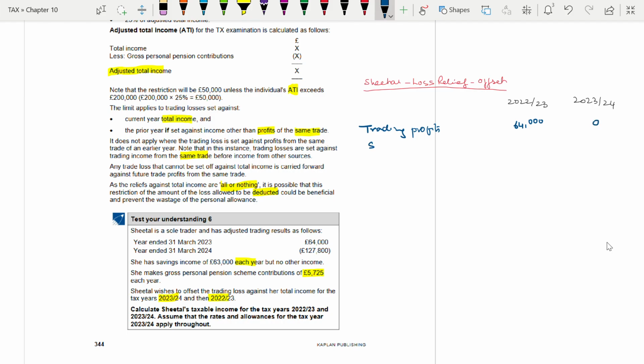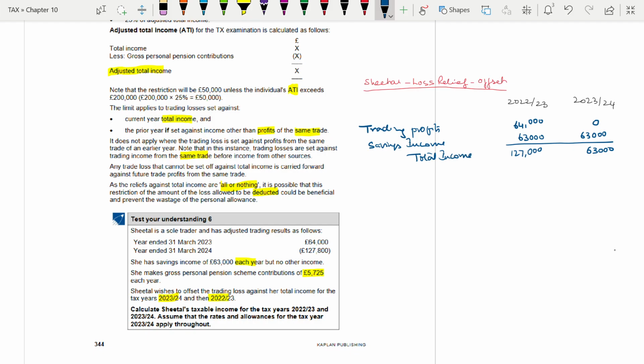Savings income, how much is it? 63,000 here and 63,000 here. Is it? 63 and 63. Okay. Here 63,000 and here 127,000. Okay, this is the total income.